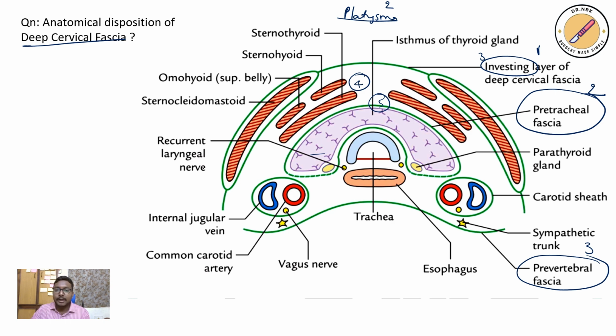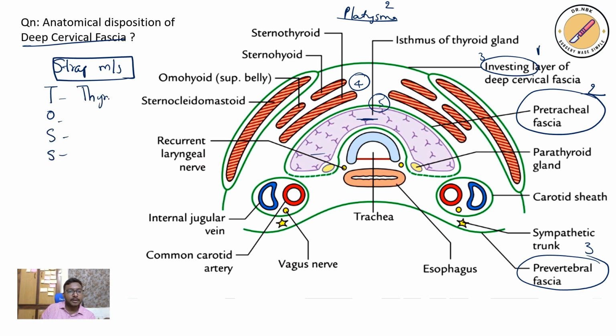Then once you open the pretracheal fascia, as you can see here, this is the thyroid gland we have. Okay, right. Then what are the important strap muscles we need to understand? This is a favorite question of examiners again. So strap muscles, you can remember with the help of a mnemonic TOSS, TOSS.